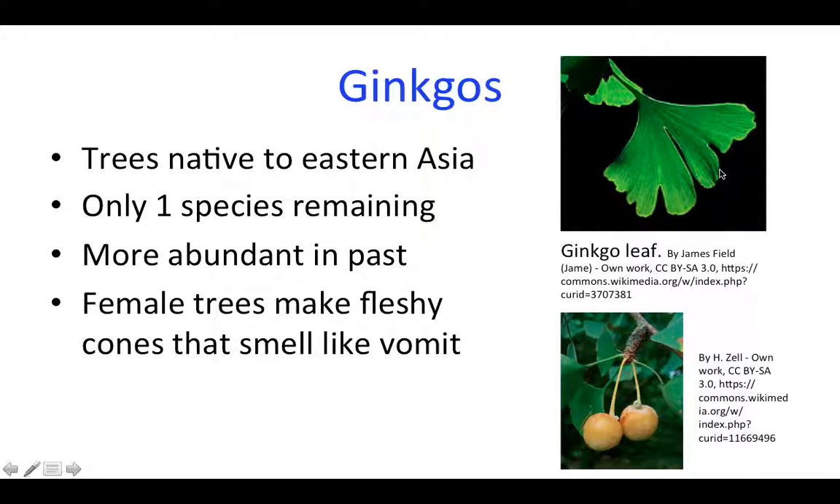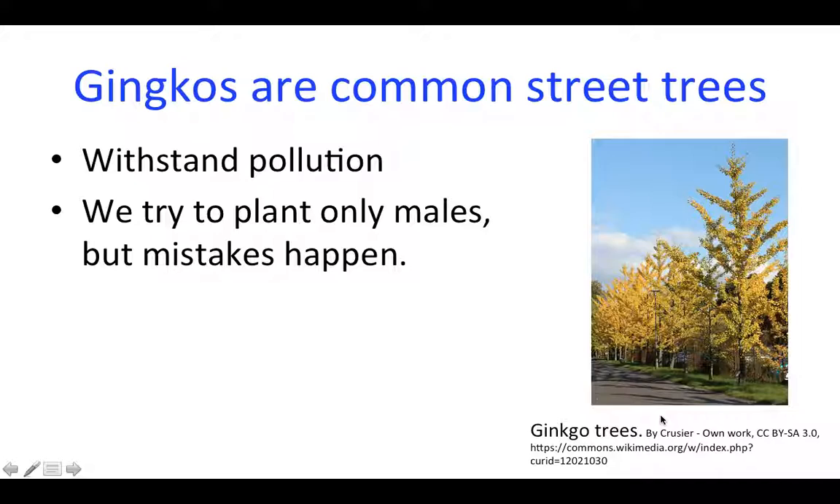So we still have this one species, and it's an interesting species. It's got this fan-shaped leaf. It makes these things that look like fruits. We'll say that they're not technically fruits because only flowering plants can make fruits, but they are fleshy seeds or fleshy cones. And an interesting trait about them is that when they are ripe, they smell kind of like vomit. So obviously that's not super desirable.